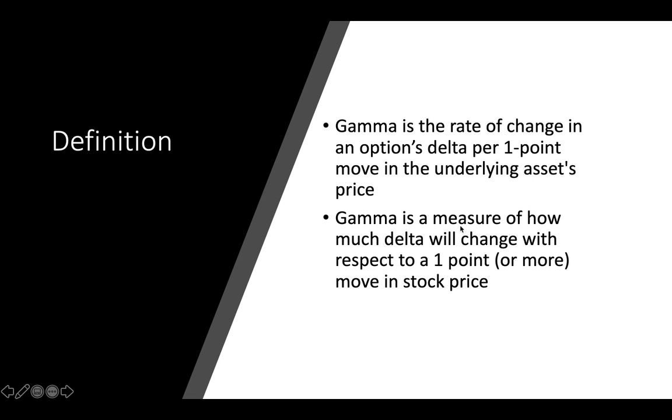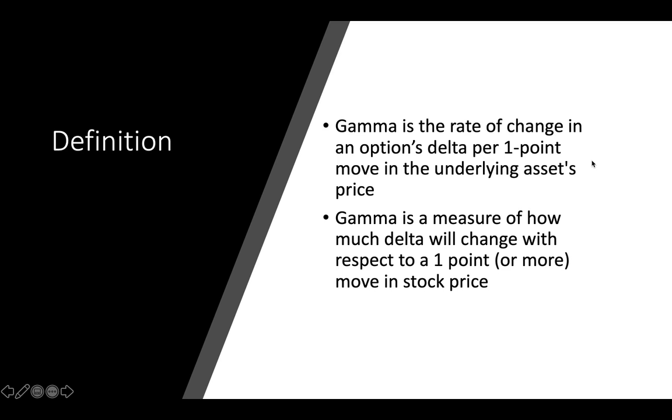So gamma is a measure of how much the delta will change with respect to a 1 point move in the stock price. It doesn't matter, 1 point or more points, but it's always easier to talk about a 1 point move just for calculating stuff. So again, if the stock moves up by $1 and we have a 50 delta call, will the call now be 53 or 55 delta?